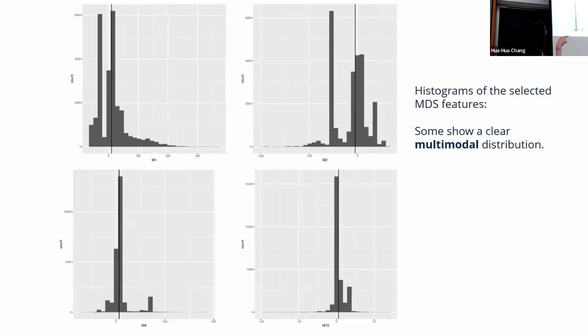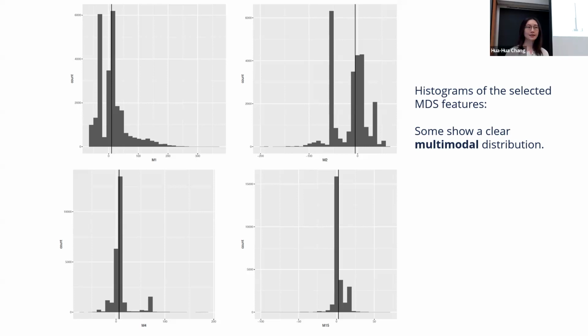Okay, so here are the 4 selected MDS features. Not very interpretable, but here's a plot of their histograms. You can see some of them show clear multimodal distributions. What it might indicate is that there are underlying clusters or latent classes that differ in the distribution of these features. The MDS features themselves are not very easy to interpret.